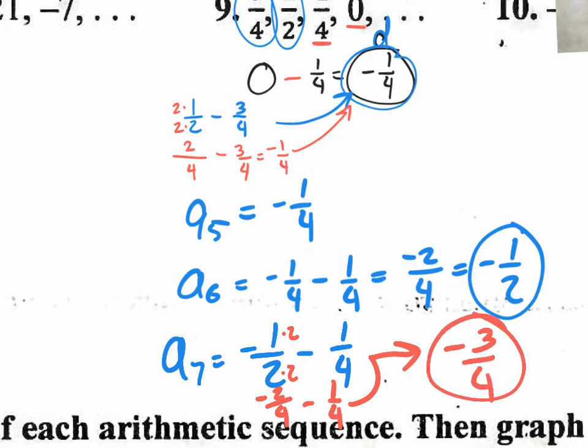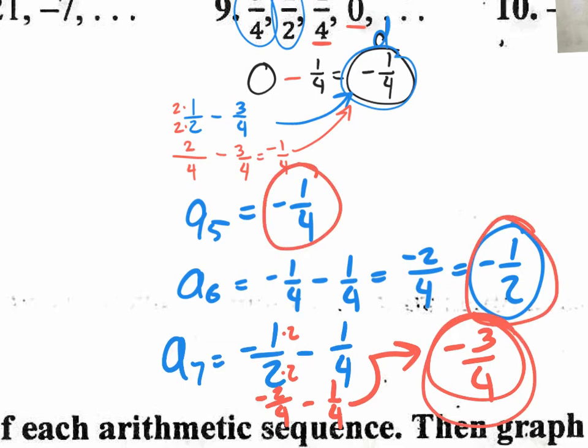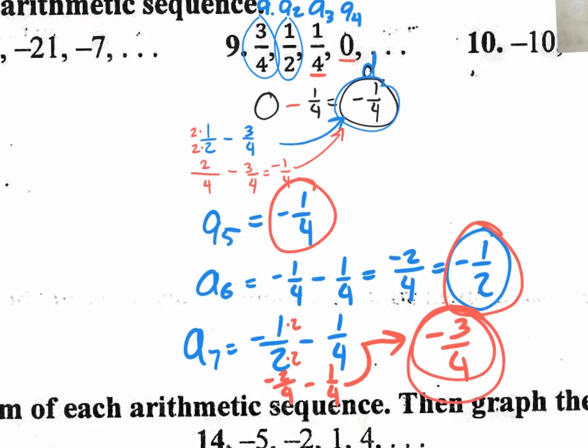So if you wanted the next three terms, that's negative 1/4, it's negative 1/2, and then it's negative 3/4. And that would be it right there. We did not have to find the general rule, even though we could have.